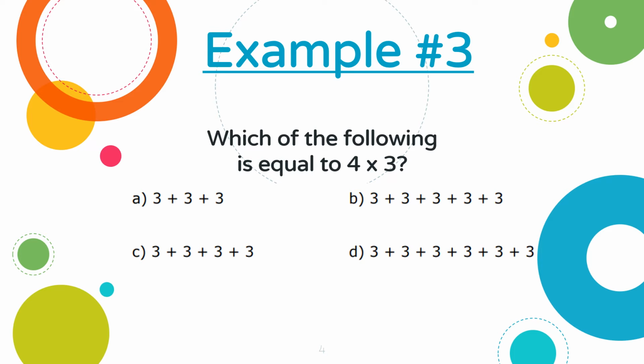Okay, well, it is repeated addition and multiplication. And if you see, we have 4 times 3. So that's 4, take out the x and insert groups of. We have 4 groups of 3. So we should have 4 threes, which means that the correct answer to this question should be C: 3 plus 3 plus 3 plus 3, 4 groups of 3.